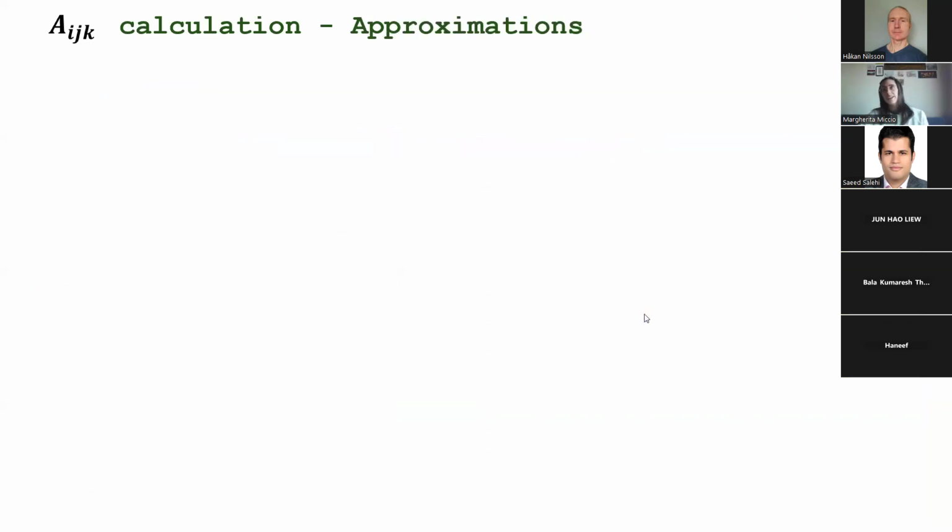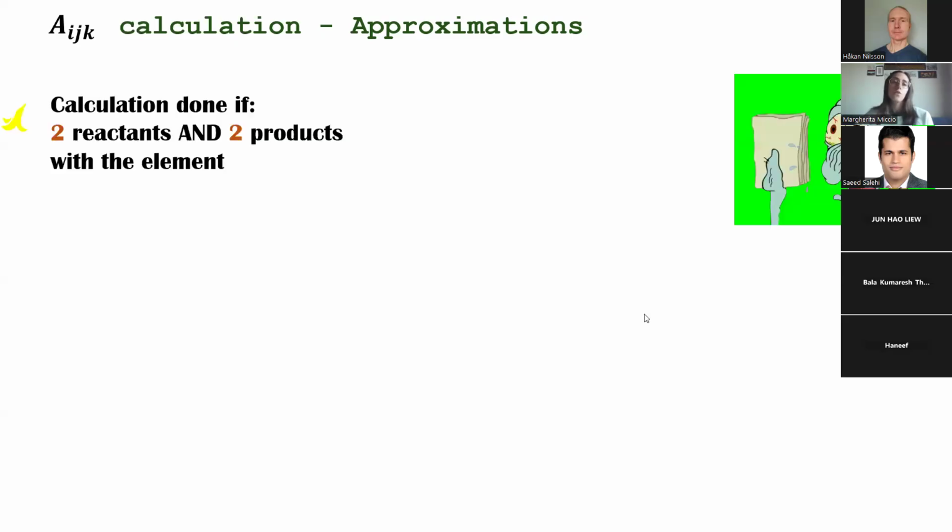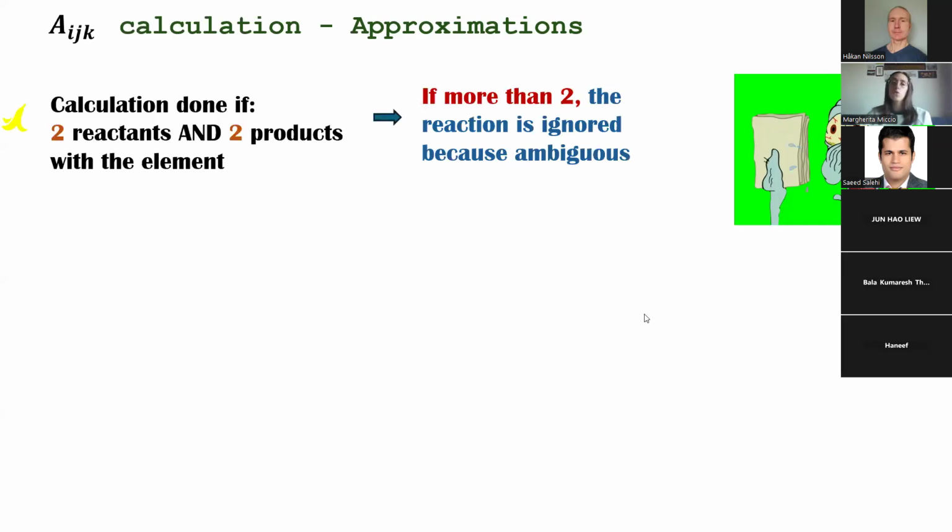Now we need to talk also about other approximations, because not only are the ambiguities linked to B0 and B1 not solved, but I had to make other approximations too. First of all, I apply this type of approach only for reactions with 2 reactants and 2 products with the element. So if we have, for example, more than 2 reactants or products, the reaction at that point is again ignored, because I couldn't solve the ambiguity.